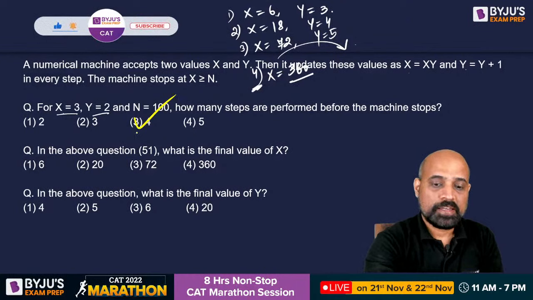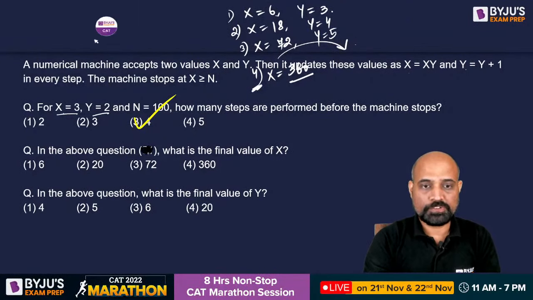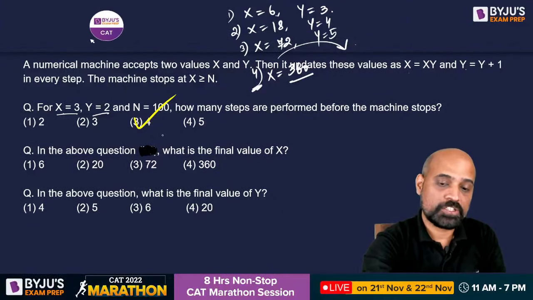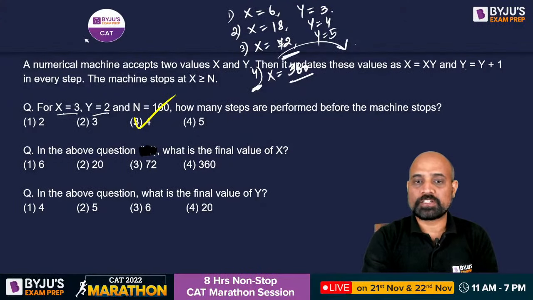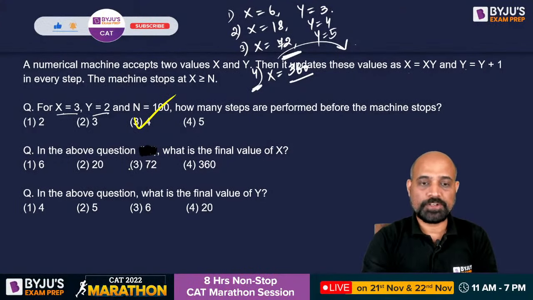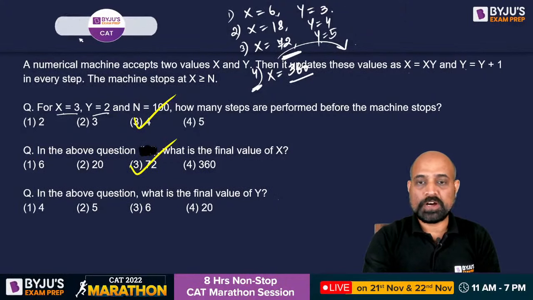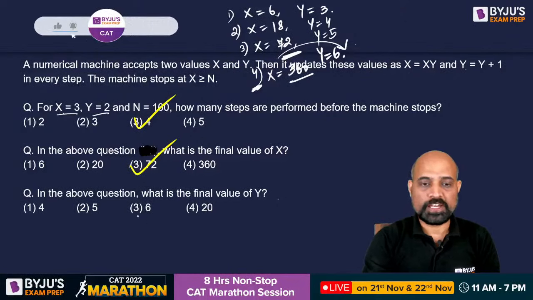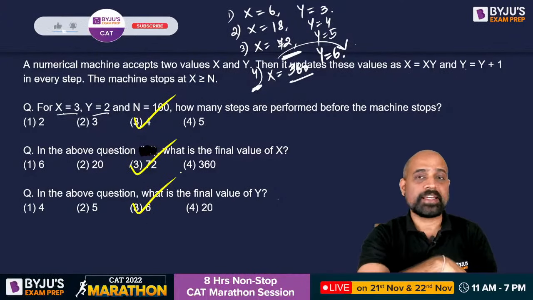Okay. Next is in the above question. These all are snap questions, actual snap questions. In the above question, what is the final value of x? The final value of x remains 72. In the above question, what is the final value of y? Right? So the final value of y will increase, right? Both the values will get updated. So the value of y will remain 6. And then next x is not calculated.